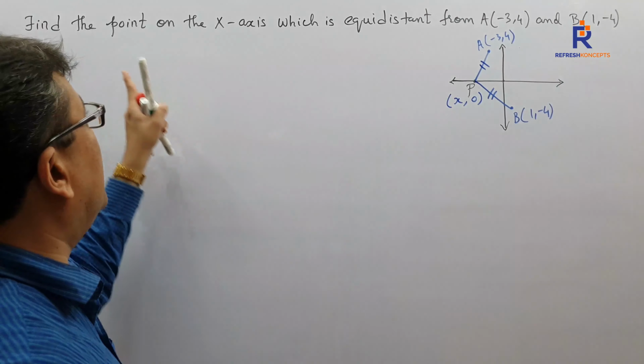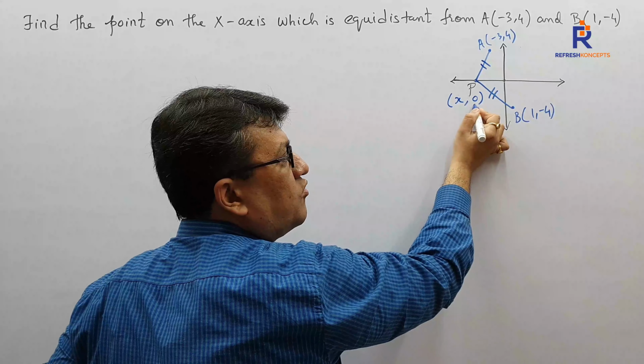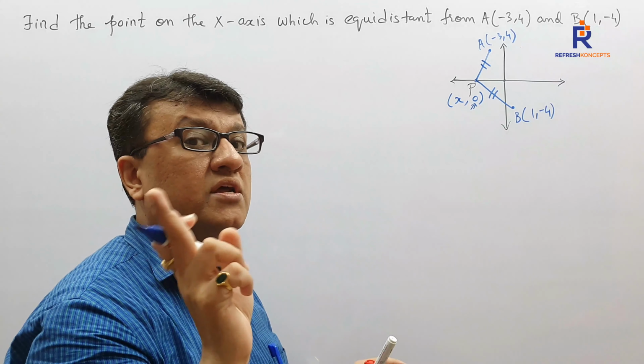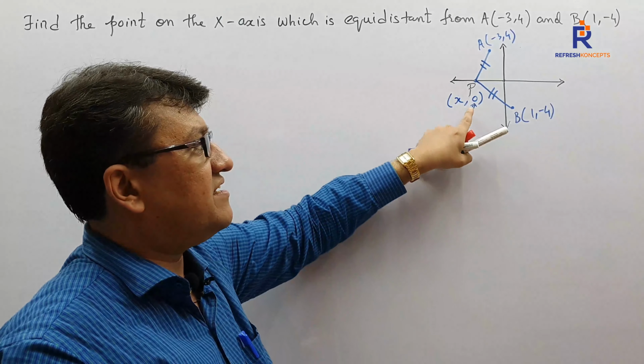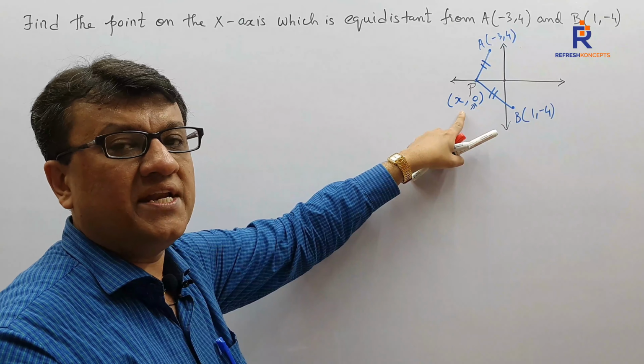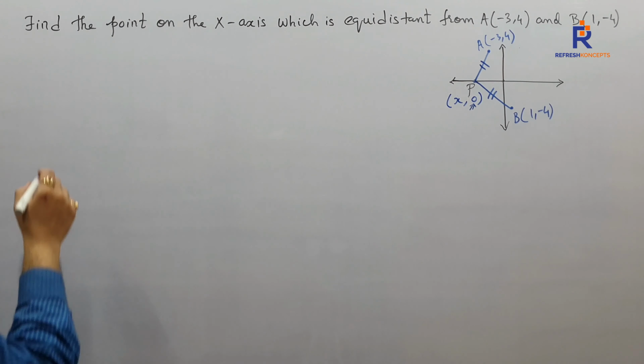What am I supposed to find out? I'm supposed to find out the coordinates of point P. With the conceptual knowledge, we are aware that on the x-axis the y coordinate is 0. So we just need to find out the x coordinate. That's what the question is all about. So how do we write it? We write down our solution as follows.